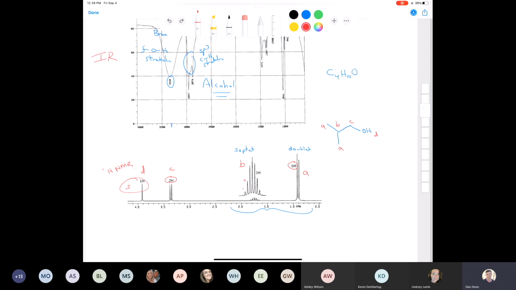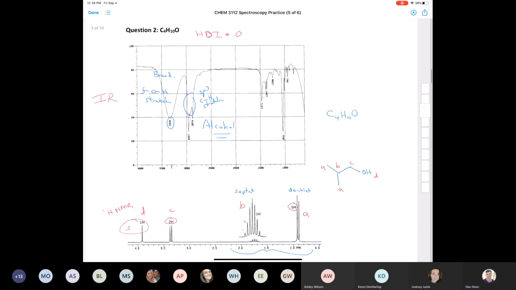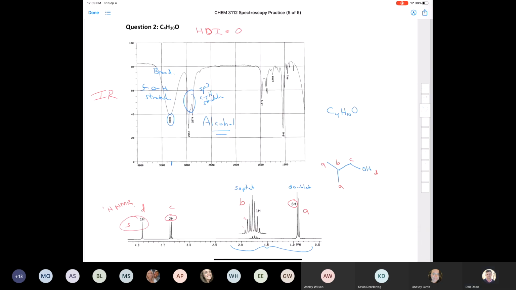Give me a thumbs up if that helps, or let me know if you have any questions. That one helped. It's 2-methyl-1-propanol, so it would be this compound.